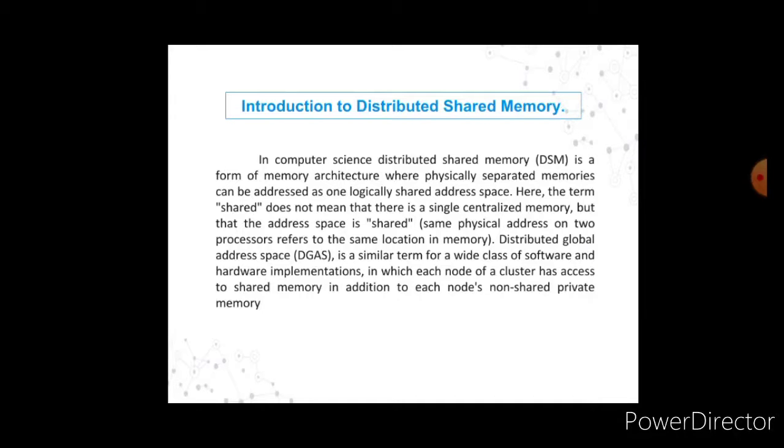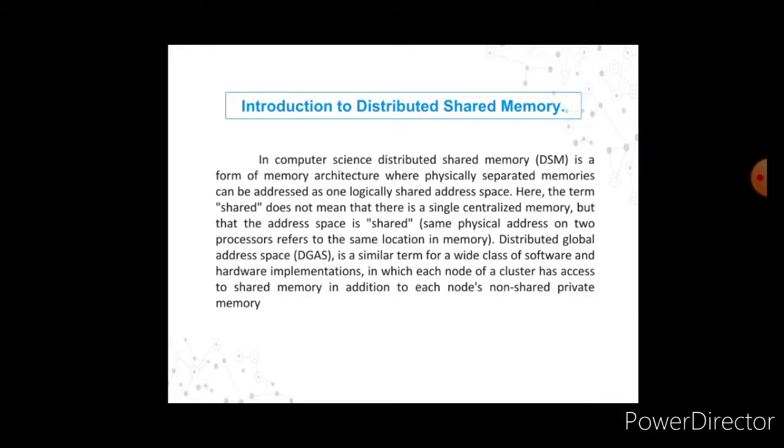memory. DSM is a form of memory architecture where physically separated memories can be addressed as one logically shared address space. Here, the term shared does not mean that there is a single centralized memory, but that the address space is shared. That is, the same physical address on two processors refers to the same location in memory.